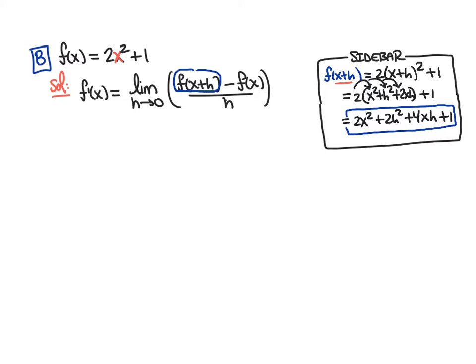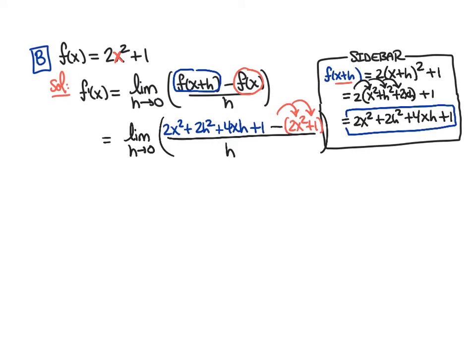I see so many times a lot of people try to do all that work within the limit, and it gets really, really messy. So you come back to that limit, and you're going to replace the blue part with what you have over there. So that's 2x squared plus 2h squared plus 4xh plus 1. And then you're subtracting the red part, which I'm going to circle right here. That's your red function, so that's just 2x squared plus 1. The parentheses are important because of that minus sign, so don't miss that.